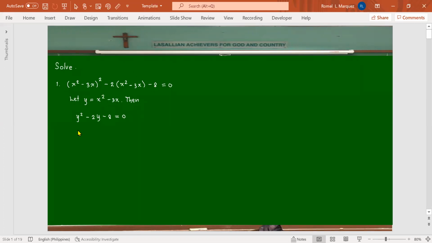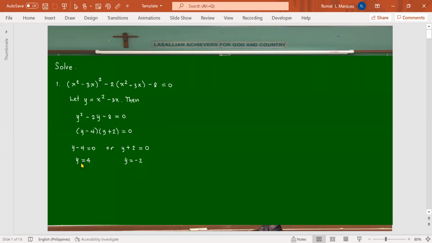So is this factorable? I think so, no? y minus 4, y plus 2. Am I correct, guys? Yes, sir. So equate its factors to 0, and then solve the linear equations. We have y equals 4 or y equals negative 2.